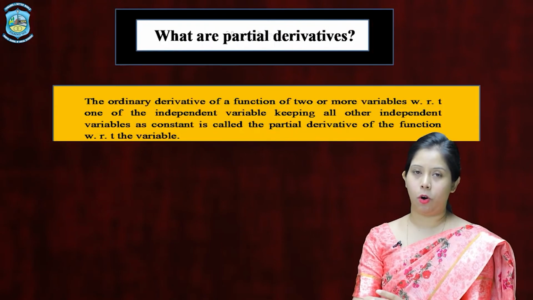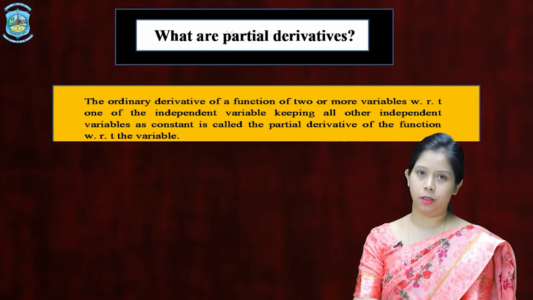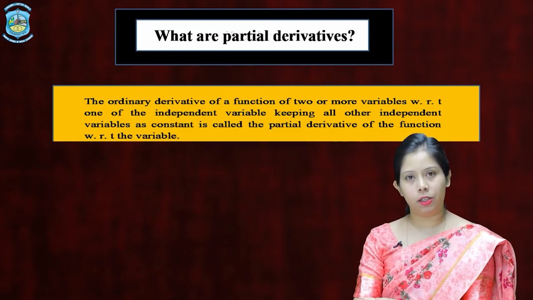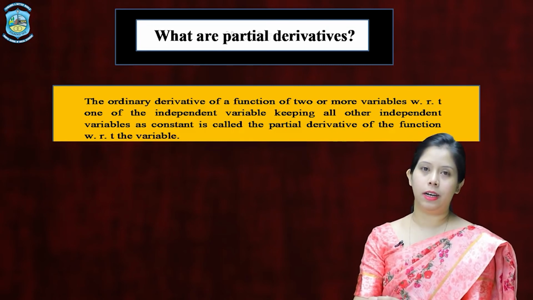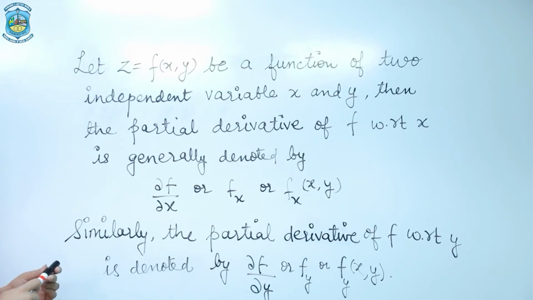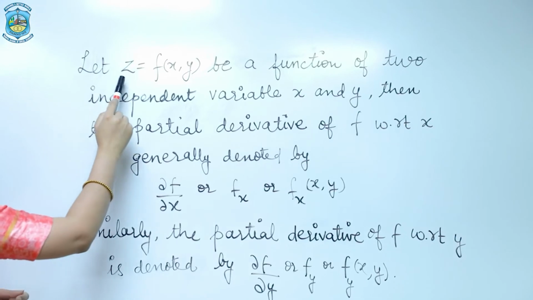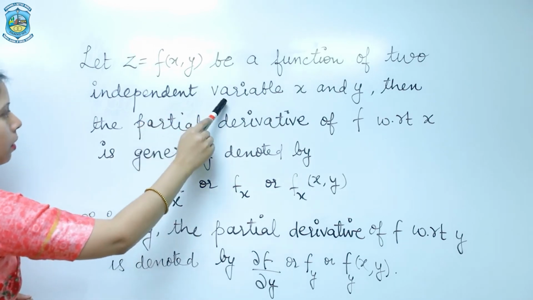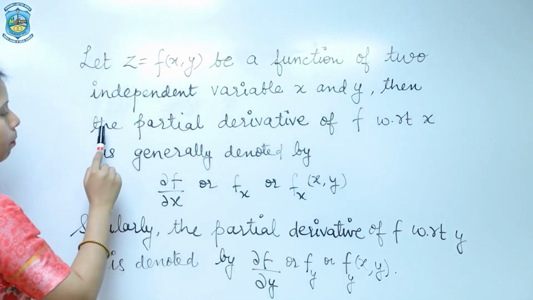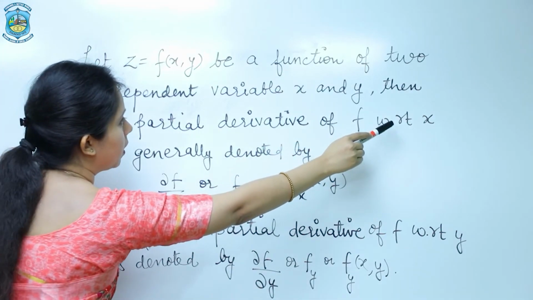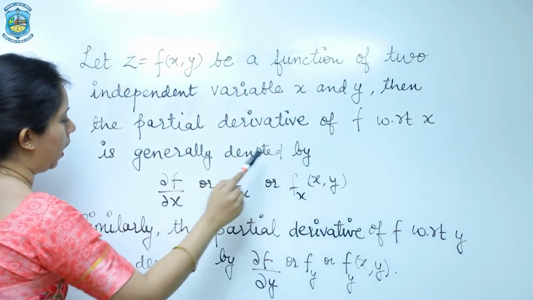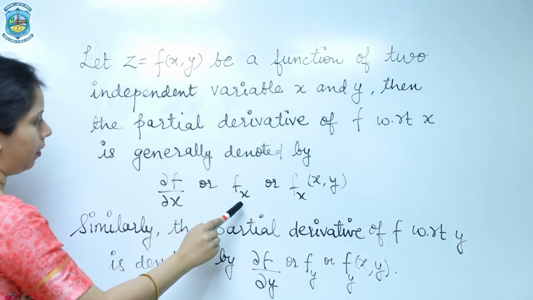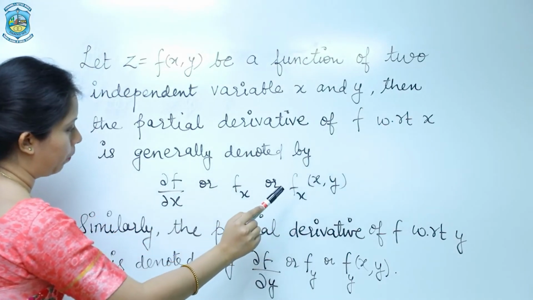The ordinary derivative of a function of two or more variables with respect to one independent variable, keeping all the other independent variables as constant, is called partial derivative of the function with respect to the variable. So now consider a function of two variables. Let z is equal to f of x comma y be a function of two independent variables x and y, then the partial derivative of f with respect to x is generally denoted by del f upon del x or fx or fx of x comma y.